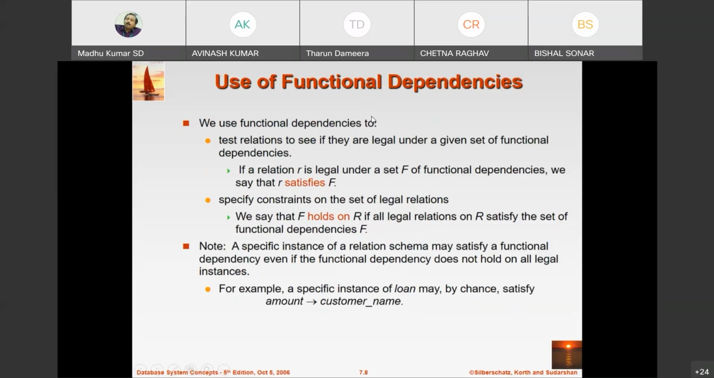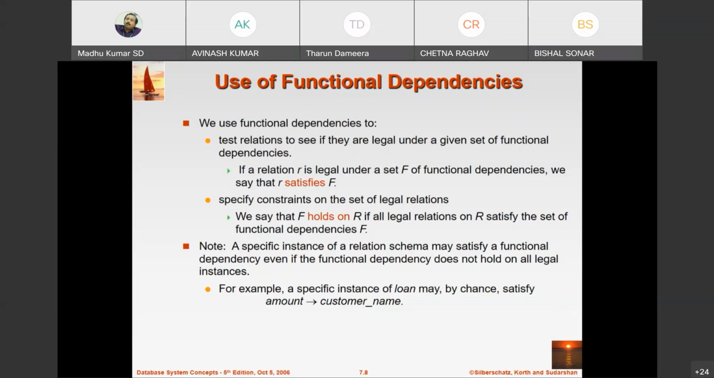So, use of functional dependencies. Functional dependencies can be used to test relations to see if they are legal under a given set of FDs, and if a relation R is legal under a set of functional dependencies, we say that R satisfies F. So in addition to a relation schema, you also get a set of functional dependencies.